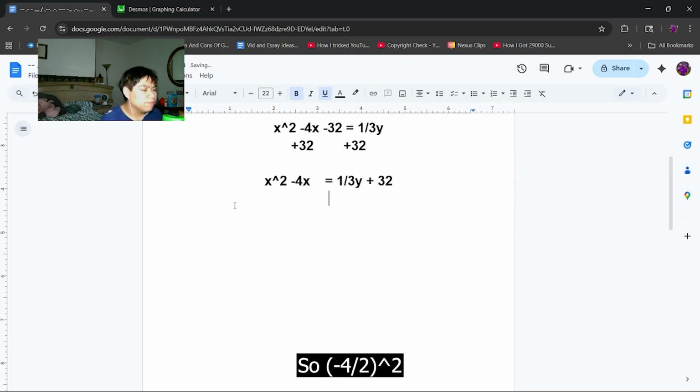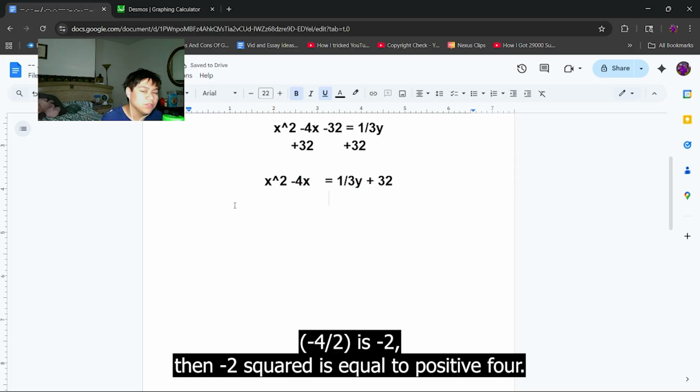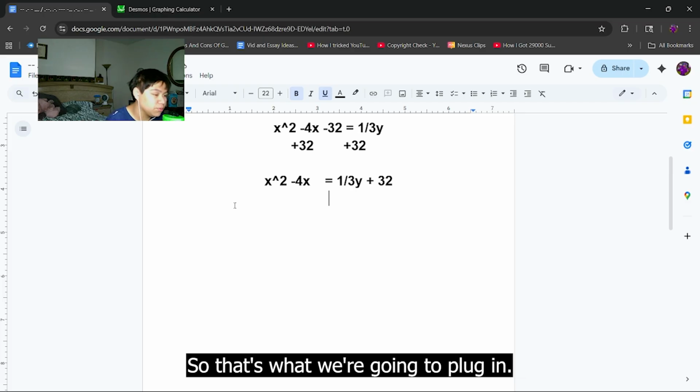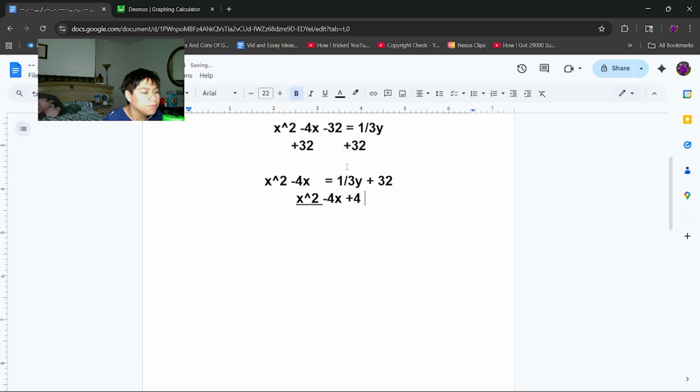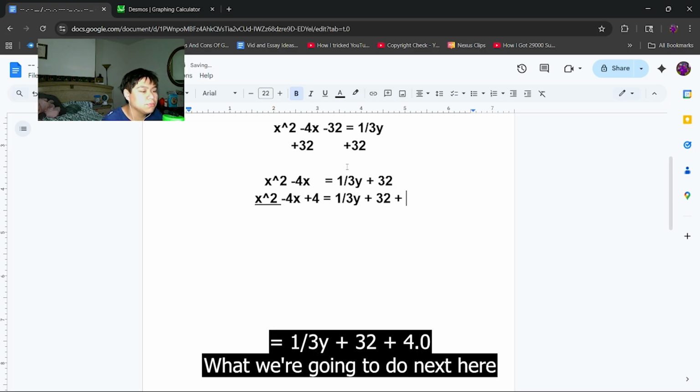So negative 4 over 2 squared. Negative 4 over 2 is negative 2, and negative 2 squared is equal to positive 4. So that's what we're going to plug in. So x squared minus 4x plus 4 is equal to 1 over 3y plus 32 plus 4.